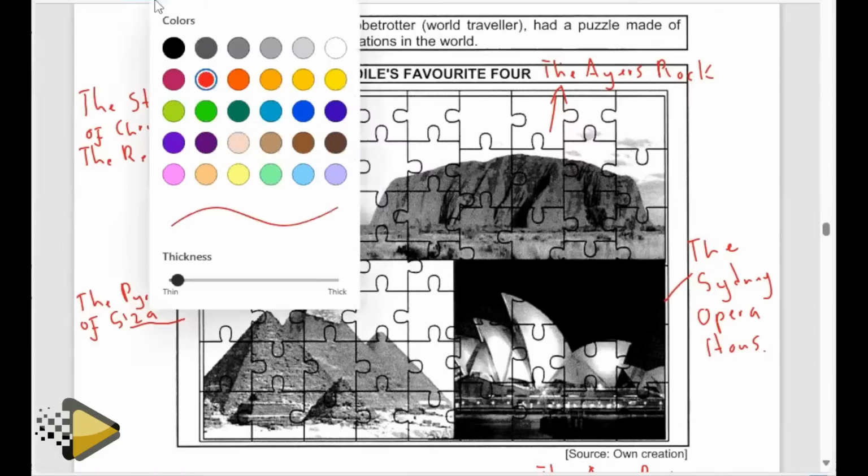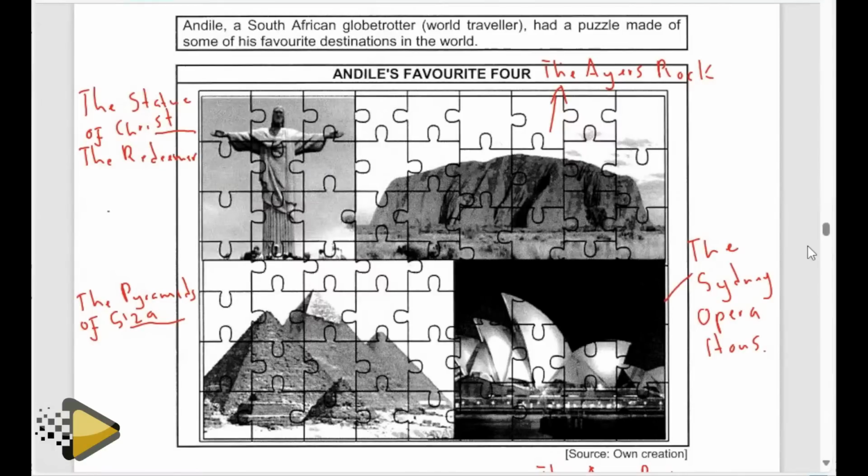So the first one, the statue of Christ the Redeemer, is located in Brazil. Then the Great Pyramids of Giza are located in Egypt. Then the Ayers Rock is located in Australia. Bear in mind that the country is known as Australia, and its continent is also known as Australia, so in this case Australia would be our correct answer. Then the Sydney Opera House is also located in Australia. So we have two icons located in Australia, one in Egypt, and one in Brazil.